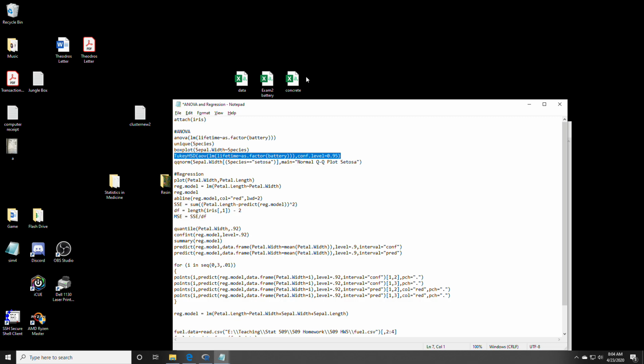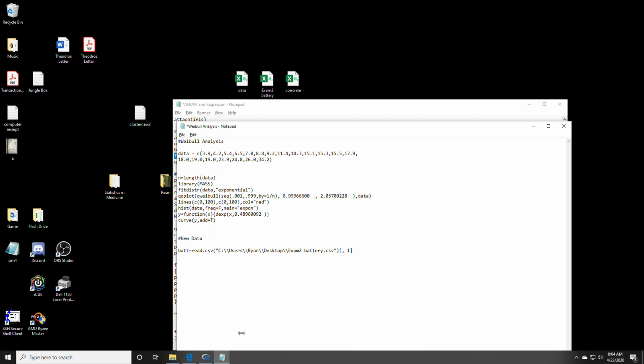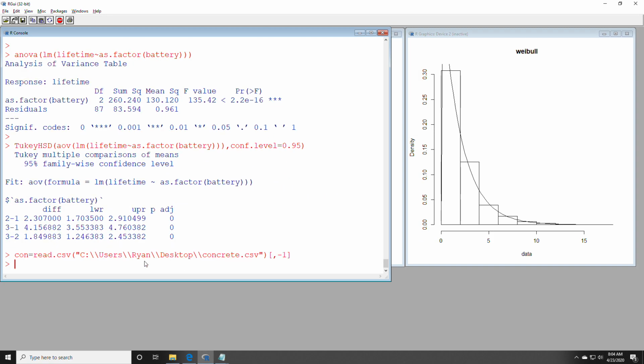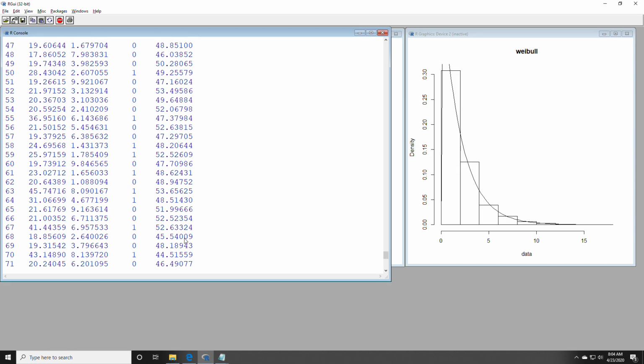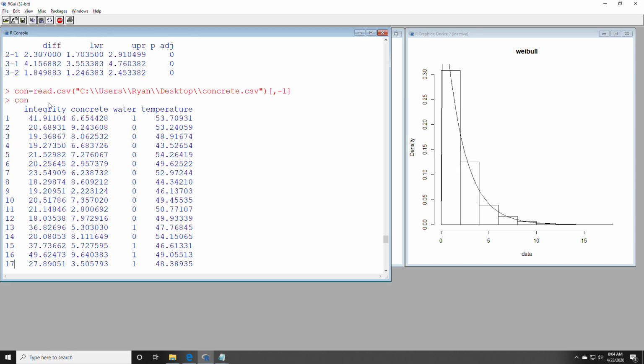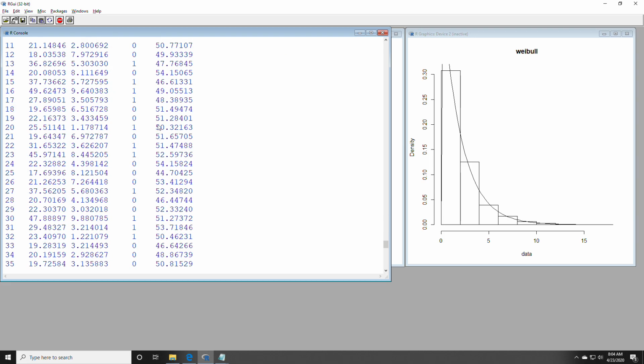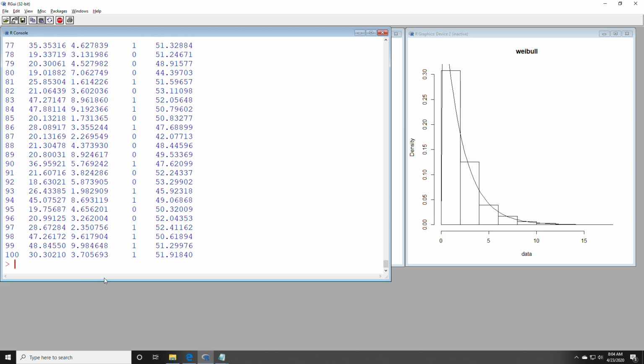Okay, concrete. Here's a regression example. So let's read in our data. It's just called concrete. Let's call it con. Let's look at it. Looks like we have 4 variables: integrity, concrete, water, temperature, and we have 100 observations.